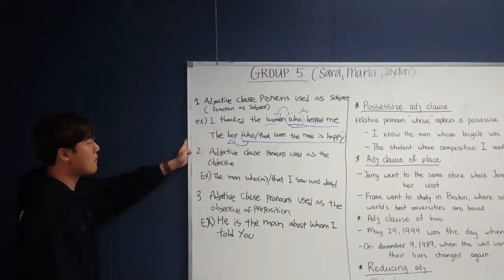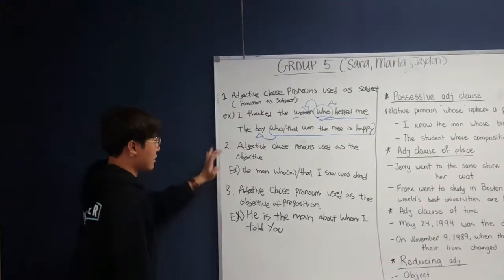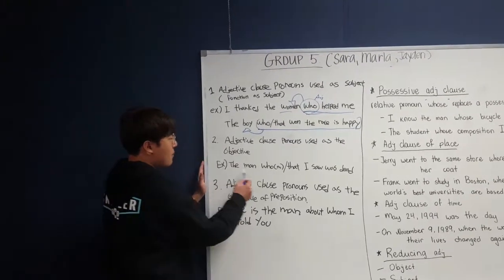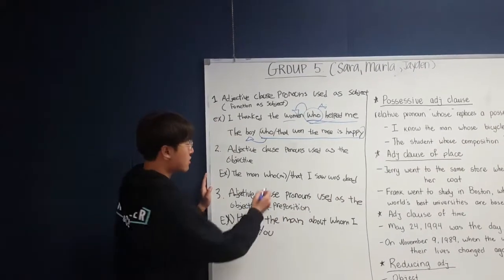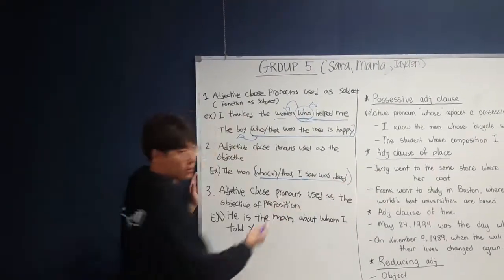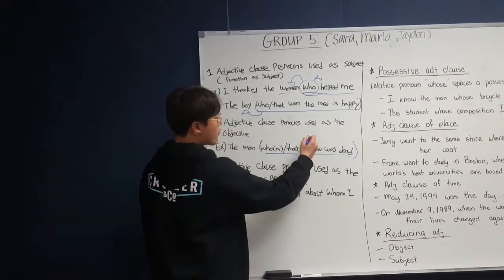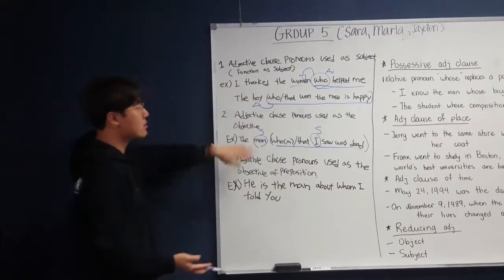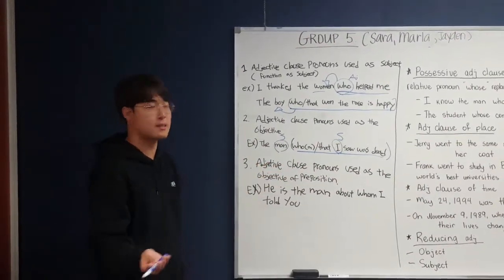And number two, there's the adjective clause with the pronoun used as the object. I also bring one more example: "The man whom I saw was dead." Starting from "whom I saw was dead," this is the adjective clause, and in the adjective clause there is one more subject. So with two subjects, this adjective clause is the object of the sentence.